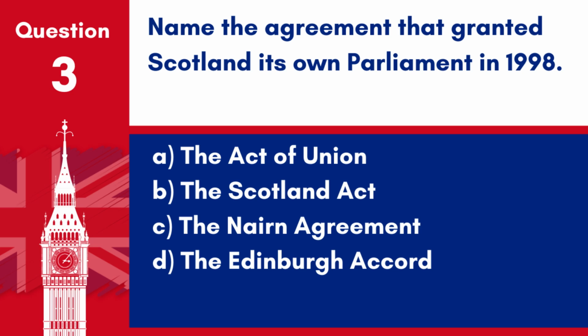Question 3. Name the agreement that granted Scotland its own parliament in 1998. A. The Act of Union. B. The Scotland Act. C. The Nairn Agreement. D. The Edinburgh Accord. Answer B. The Scotland Act. The Scotland Act of 1998 granted Scotland its own parliament, allowing it to govern over certain domestic matters.